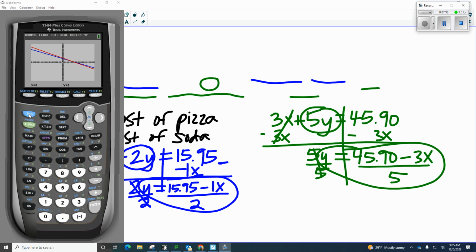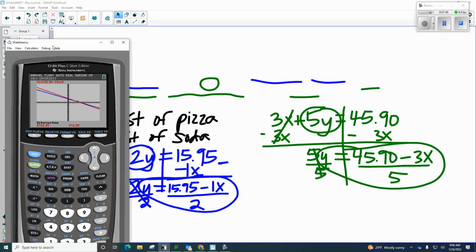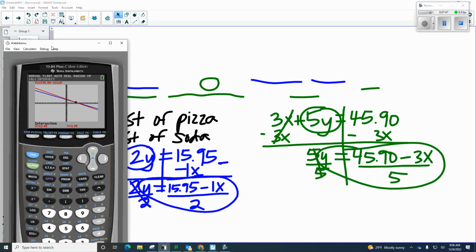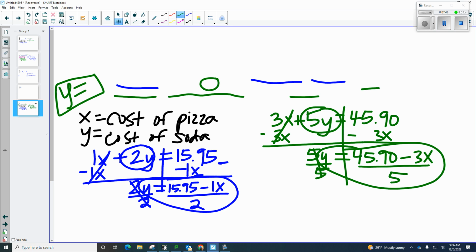So to find the point of intersection now, we press second trace. We want to go to 5, intersect, and then we press enter 3 times in a row. 1, 2, 3. Okay, and this gives us our answer. I'm trying to go a little bit faster here because my video is getting long. So we would say X was the cost of a pizza.